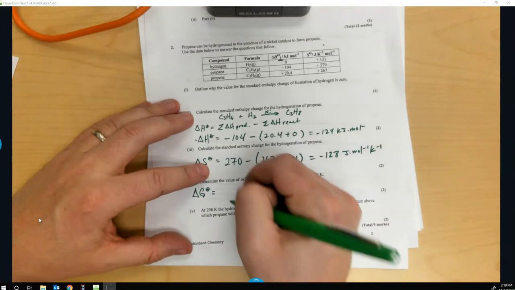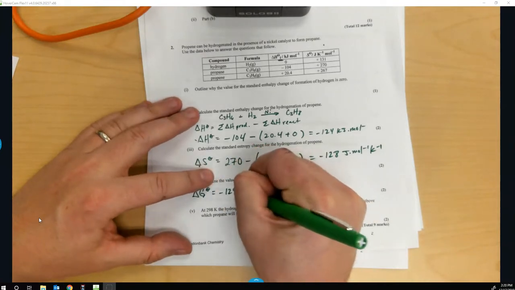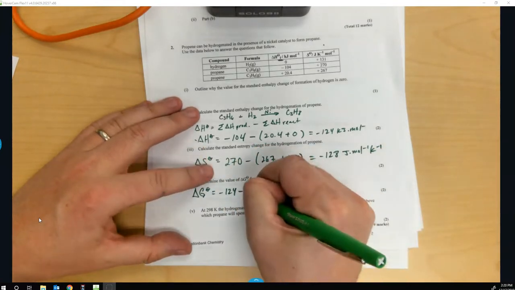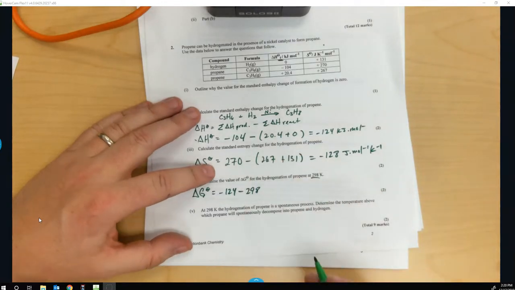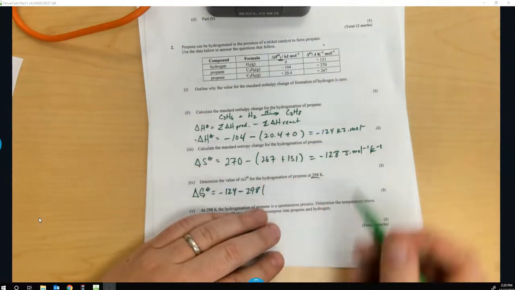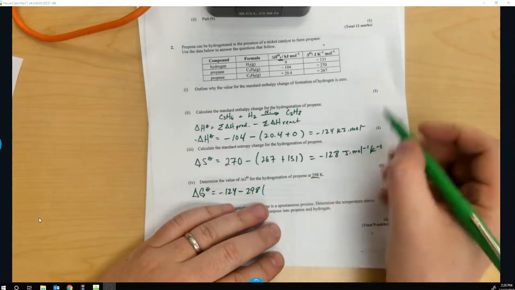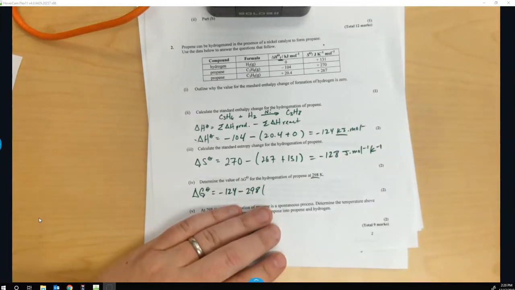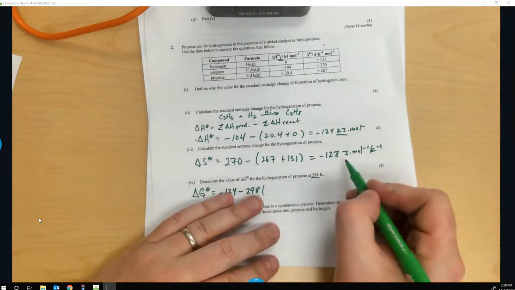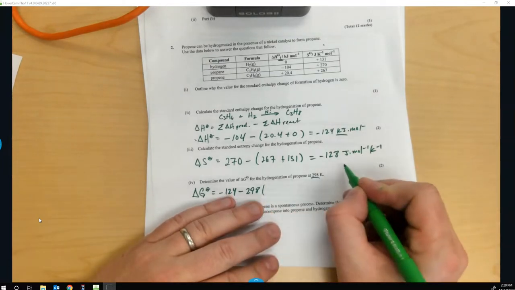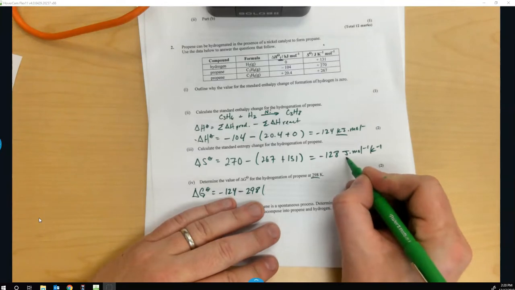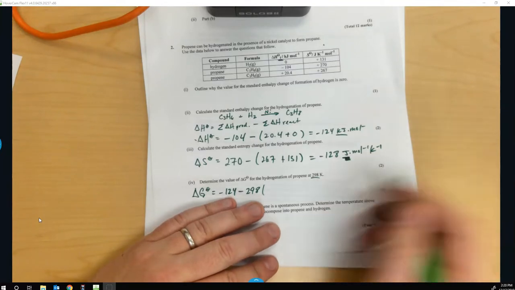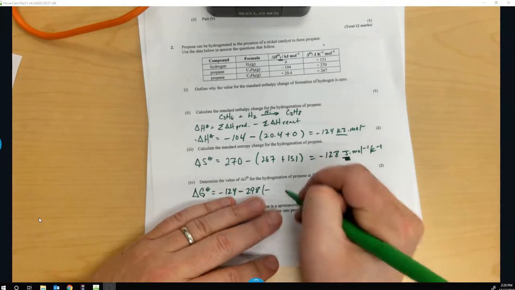So my delta H value is negative 124 minus the temperature, which we're told is 298 Kelvin. Remember, the temperature always has to be in Kelvin, times our delta S value. But remember, delta H has a unit of kilojoules. The temperature is in Kelvin. So we have to make sure that the unit of temperature that we're working with is Kelvin, and the unit of energy we're working with is kilojoules. So we have to divide that delta S value by 1,000.